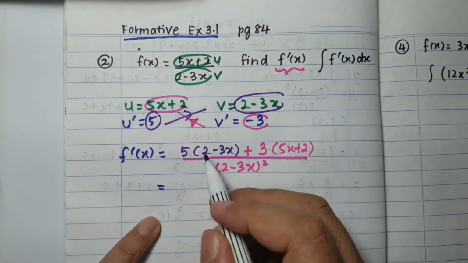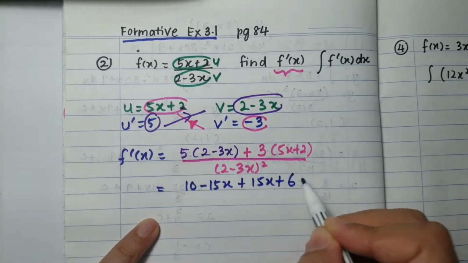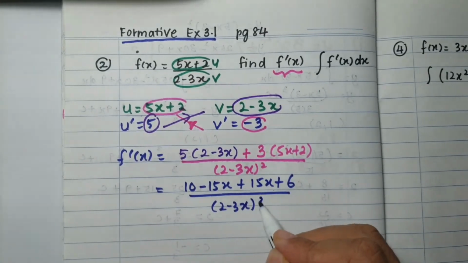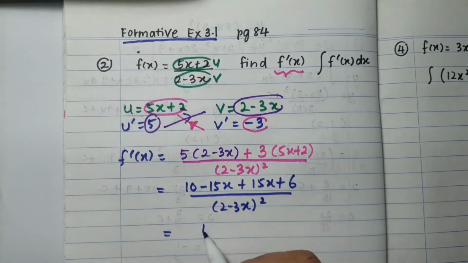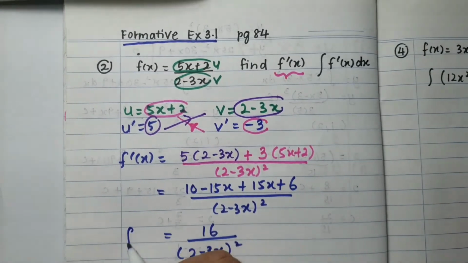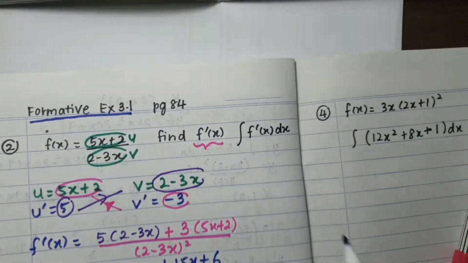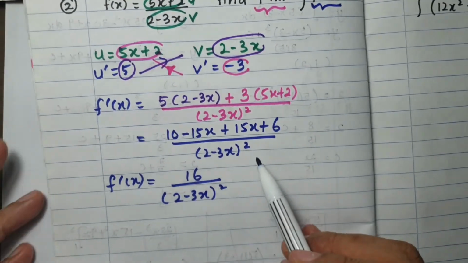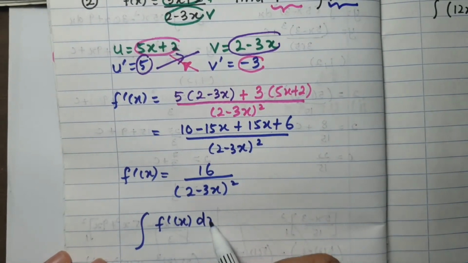Okay, what is the result? You have 5 times 2 is 10, minus 15x, plus 15x plus 6. Expand, so this one you expand. This one and this one can cancel. So 10 plus 6 is 16 over 2 minus 3x power of 2. So this is your f prime x. Right. So now the question asks you to integrate this function, where f prime x is this function. So let's integrate this function. Integrate f prime x with respect to x.